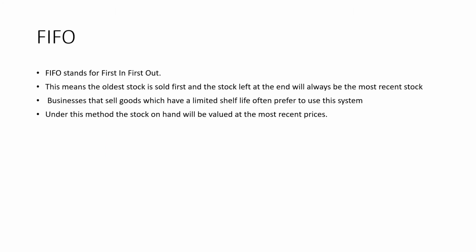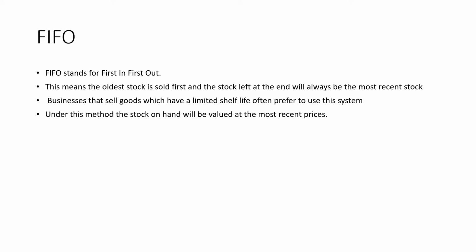So the first one is FIFO. FIFO stands for first in, first out. Very self-explanatory. It means that the oldest stock is sold first, and the stock left at the end will always be the most recent stock. Right? The stock that we bought first is the stock that we're going to sell first.